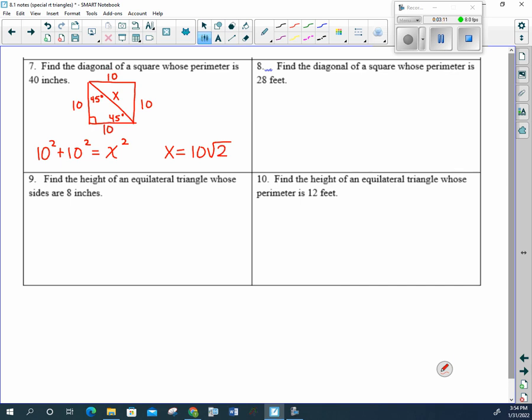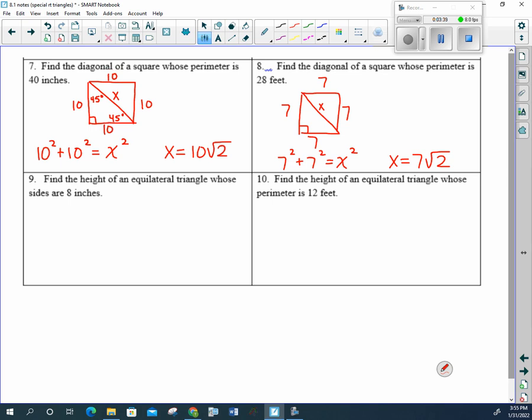Okay, number 8, find the length of the diagonal of a square whose perimeter is 28. So same thing, draw ourselves a square. If the perimeter is 28, that means each side is 7. And if we do the Pythagorean theorem, we're going to have 7 squared plus 7 squared equals x squared. So then x is going to turn out to be 7 square root of 2 for your final answer.